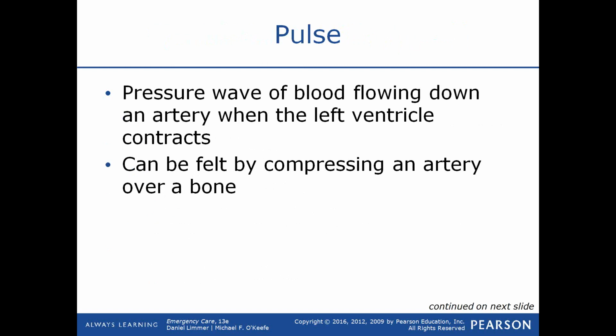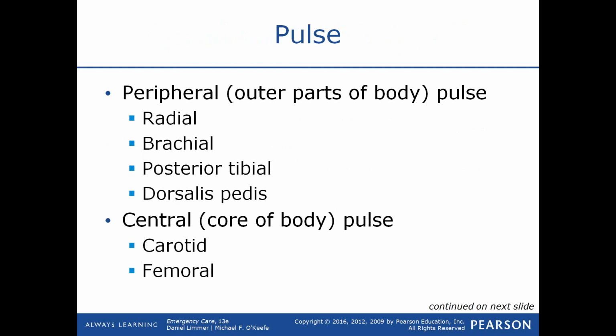The pulse is a pressure wave of blood flowing down an artery when the left ventricle contracts, pumping blood to all parts of the body. And again, we can feel the pulse when we compress an artery over a bone. The most common pulses that we're going to check are actually the carotid in the neck or the radial in the wrist. The brachial is on the inside of the arm. Again, the posterior tibial is behind the leg, and the dorsalis pedis is on top of the foot.